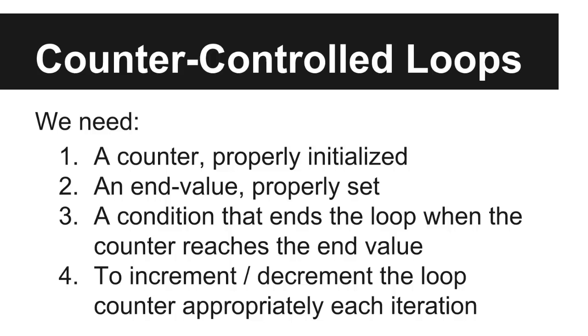Usually you'll initialize this to 0 or 1, but that's not always the case. We need an end value. We need to know when to stop. We need a condition that ends the loop when the counter reaches that end value, and also a condition that will keep the loop from happening while the counter is outside of a certain range. Then we also need to increment and decrement the loop counter appropriately for each iteration.